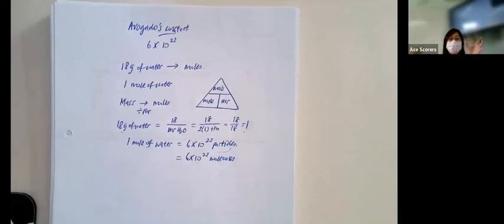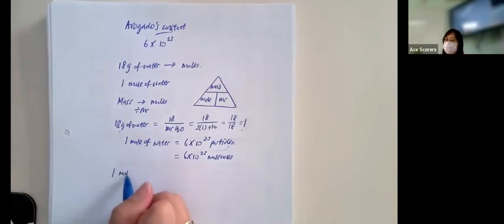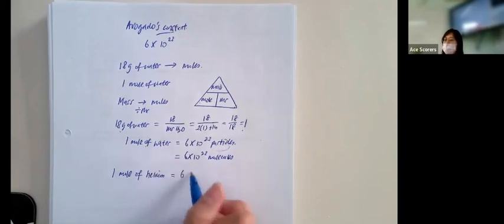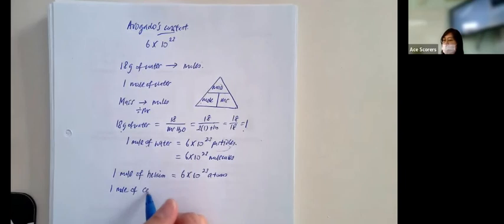So what is the specific entity? It depends on the substance that you're referring to. Let me give you more examples, then you'll get a clearer understanding. As I mentioned, 1 mole of helium. Because helium does not react, it exists as atoms. So 1 mole of helium is equivalent to 6 times 10 to the power 23 atoms, not molecules. What about 1 mole of carbon dioxide?